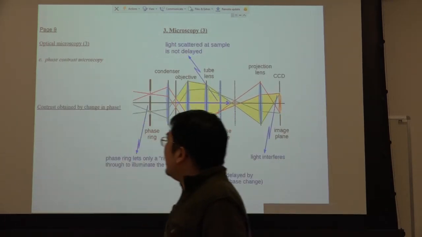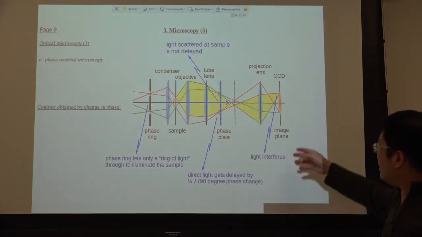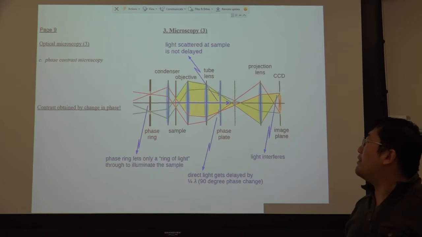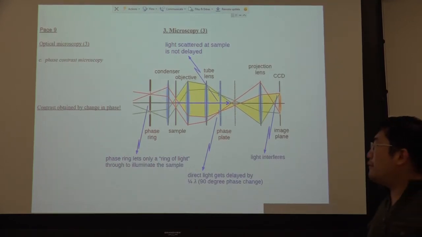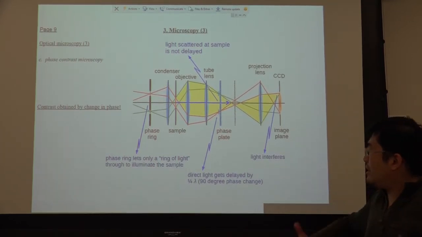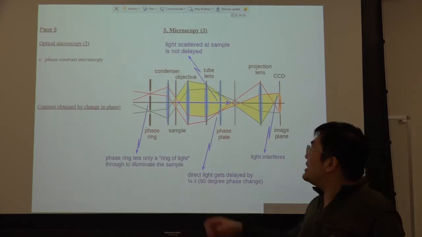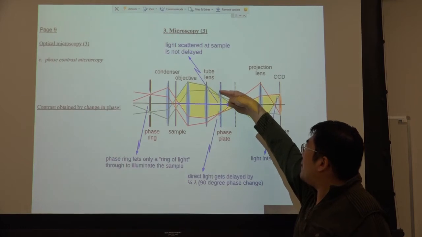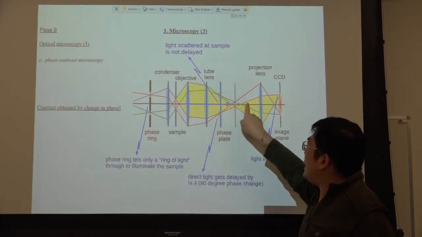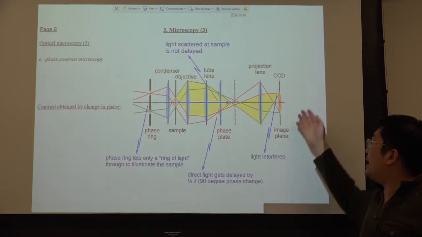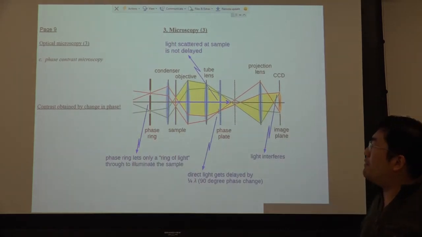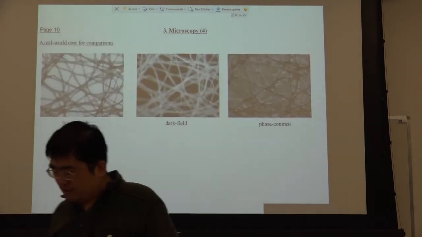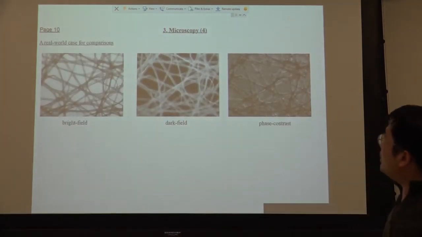In the third method, the image plane gets the incident field and the scattered field simultaneously, but they have a different phase delay. You can see the incident field, the red line and the green line, goes through this phase plate, but the scattered field has no phase plate, so there is some interference. This is called a phase contrast microscope. These are the three basic types of microscopy.